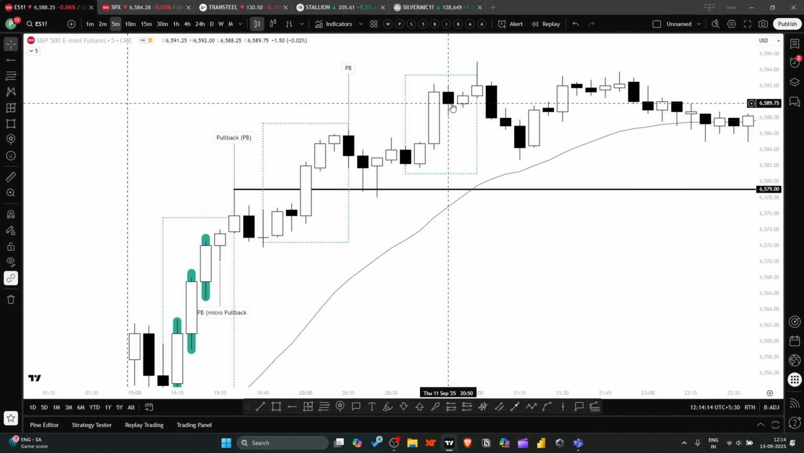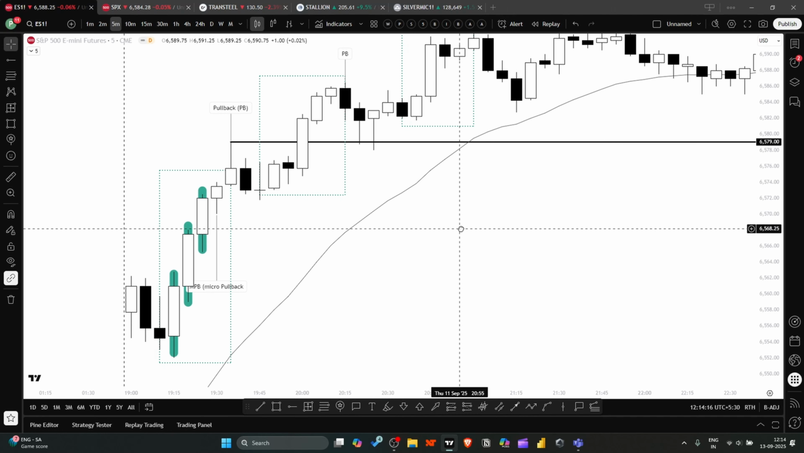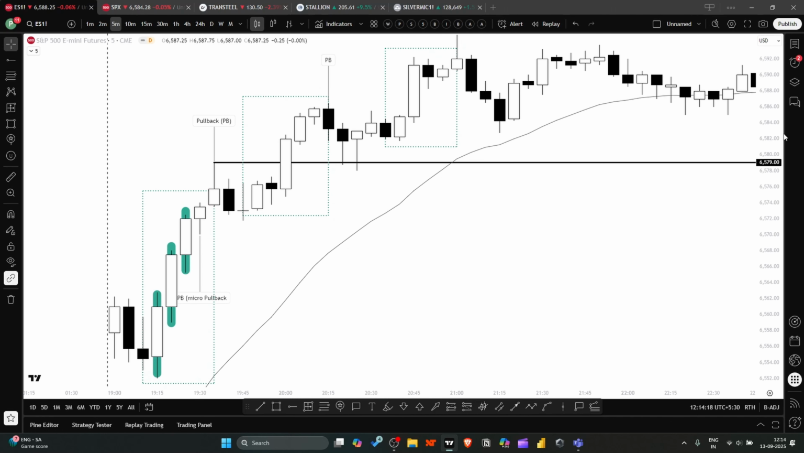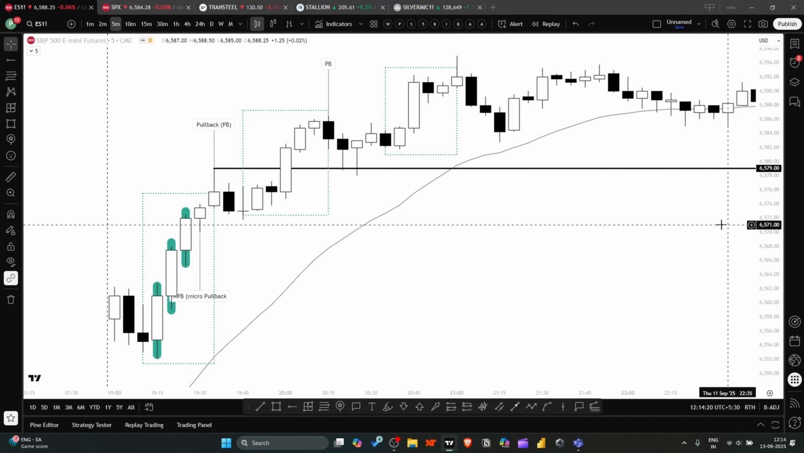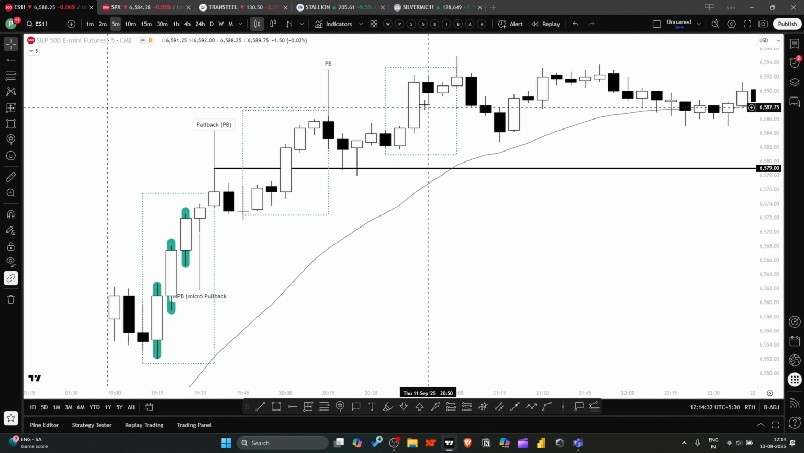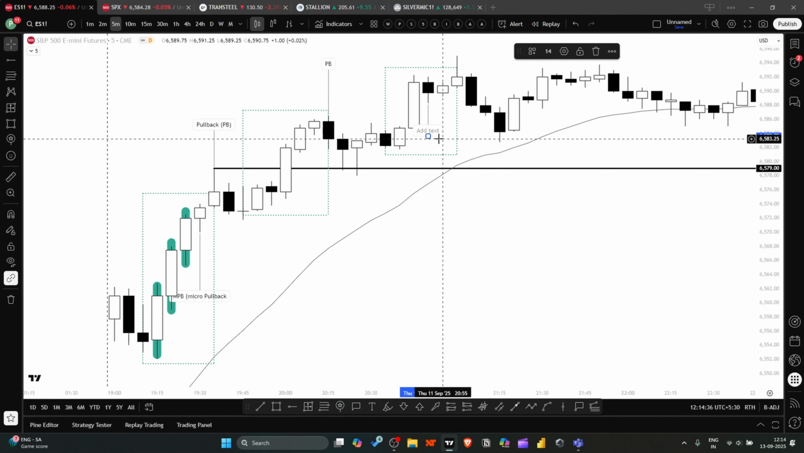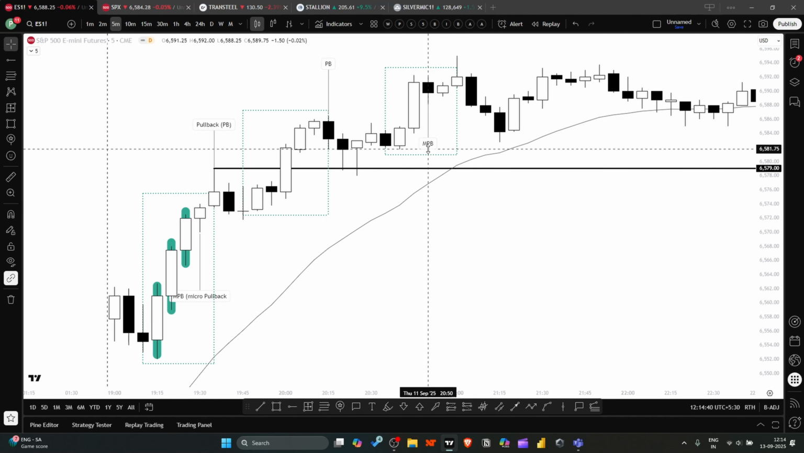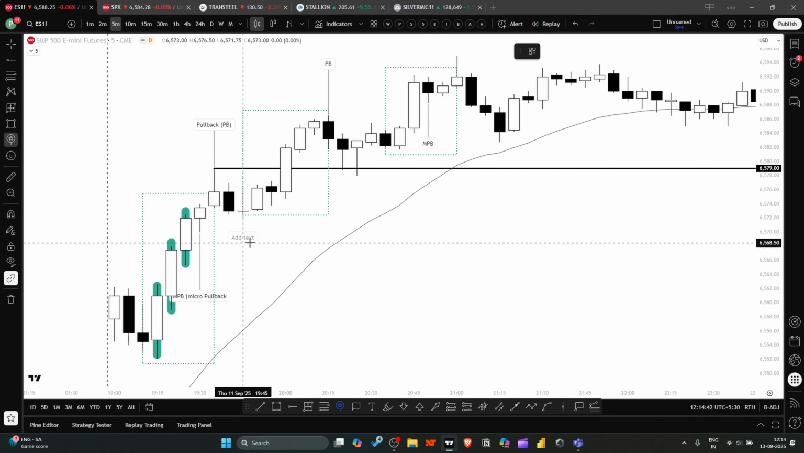1, 2, 3 legs up. Is this much clear now? So this third box is a micro pullback. No, that is also a spike because it has two breakout bars. But yeah, this is a micro pullback. Let me mark it out. Sorry, micro pullback. Here the micro pullback was this bar.